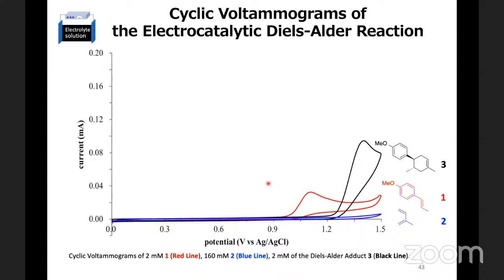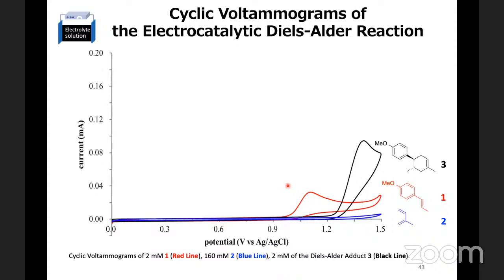Now here are the cyclic voltammograms, CV, of samples with the substrate and products dissolved in the electrolyte solution, respectively. The blue line shows only the diene dissolved in the electrolyte solution, and the oxidation current is observed only above 1.5 volts. On the other hand, when the styrene derivative, shown by the red line, is dissolved, the oxidation current is observed from around 0.9 volts, indicating that the oxidation occurs from this substrate.